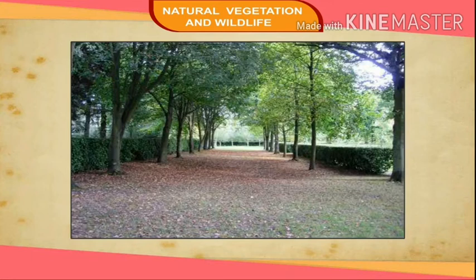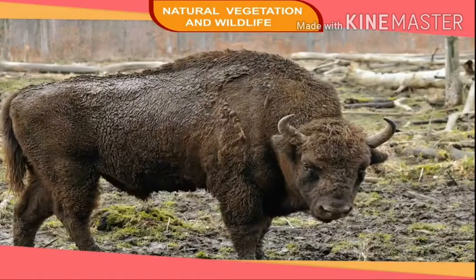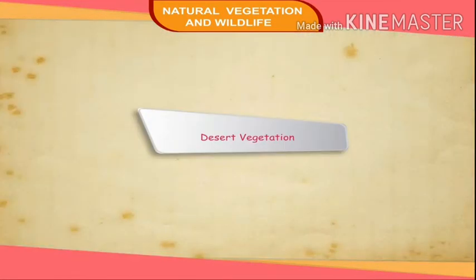Wheat and grains are grown on large farms in these regions. As these grasslands are colder and drier, the grasses here are shorter and less dense than those of the tropical grasslands. Trees are almost absent. Wild buffaloes and bisons are common in North America.